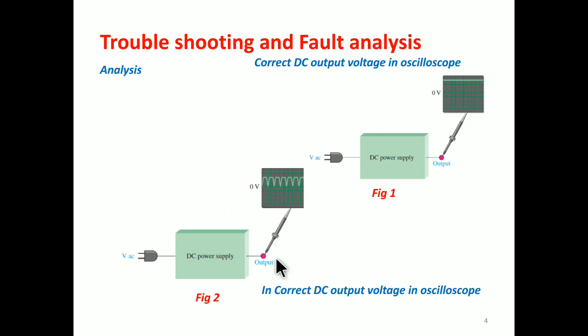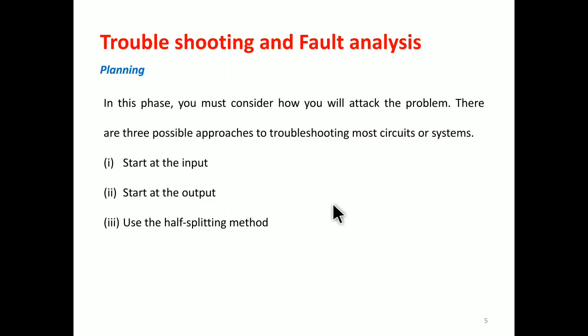Next is planning. In this phase, you must consider how you will attack the problem. There are 3 possible ways in troubleshooting a system: start at the input, start at the output, and use the half-splitting method. Let us go through them one by one. So what is start at the input?